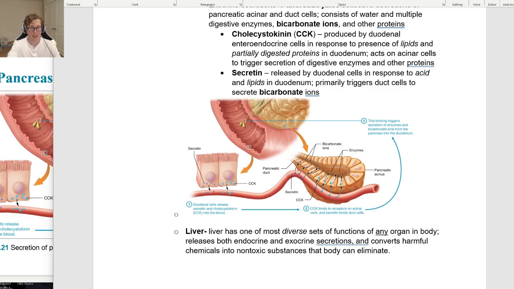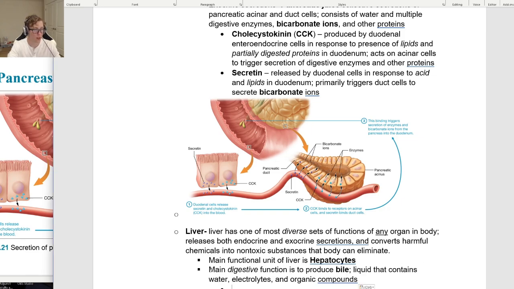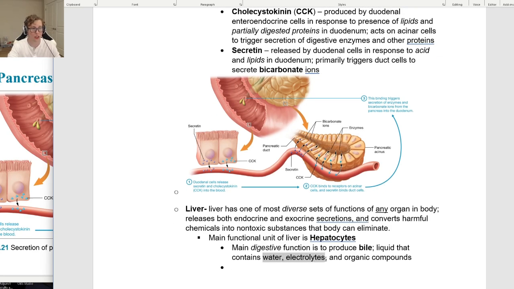Now, what I want you to know about the liver. First thing, the main functional unit of the liver is the hepatocyte. So what's the main cell that works in the liver? Hepatocyte. Anytime you see the word hepat or hepato, it's liver, and remember, cyte is cell. Now, the main digestive function of the liver is to produce bile. It is a liquid that contains water, electrolytes, and organic compounds. Bile serves two functions.